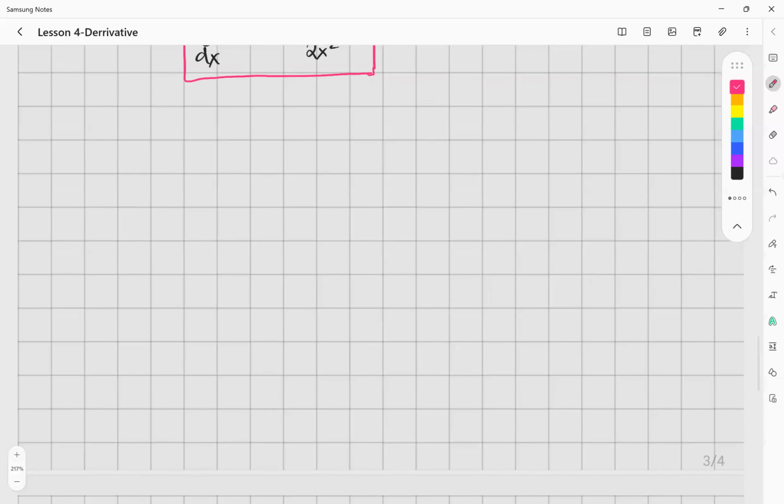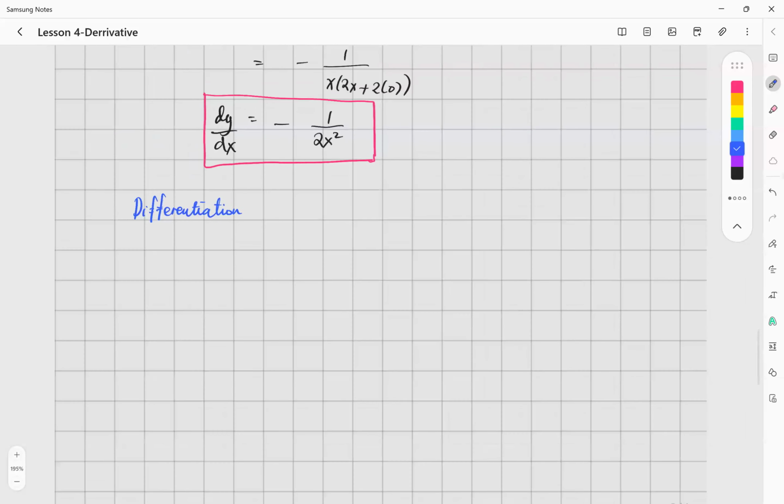Okay, now that you understand the definition of derivative, let's work on the formula for derivative. Let's work on the differentiation formulas, yeah? Instead of using the definition, the limit and stuff, we just use the formula directly.